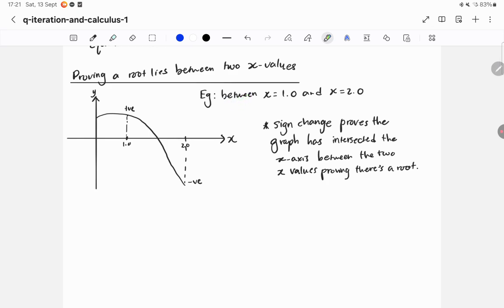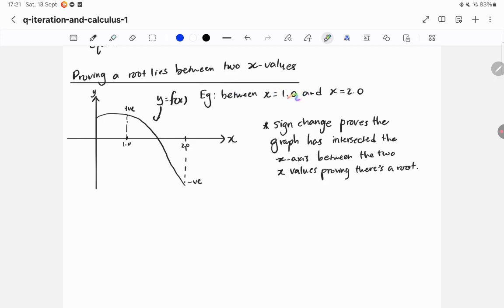prove that the root of this equation, let's just say y equals f(x), lies between two specific points. Okay, and how do we actually prove that?